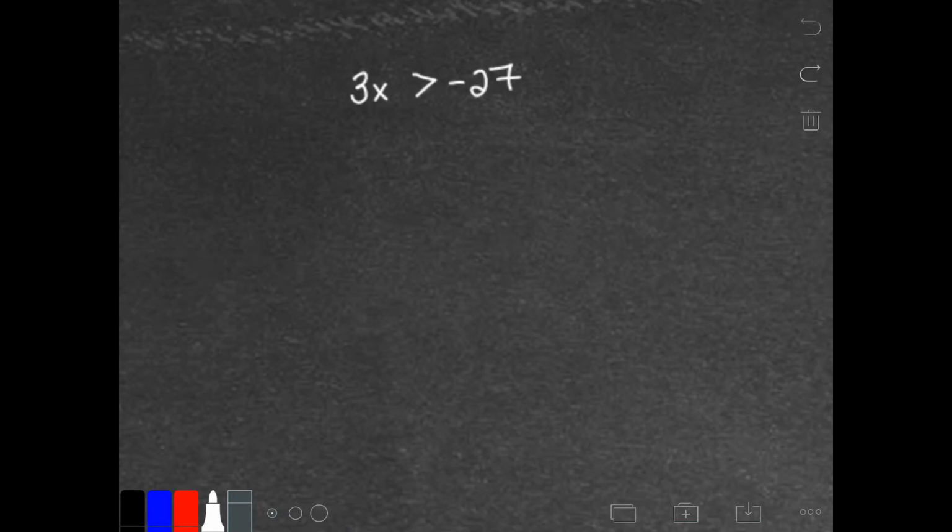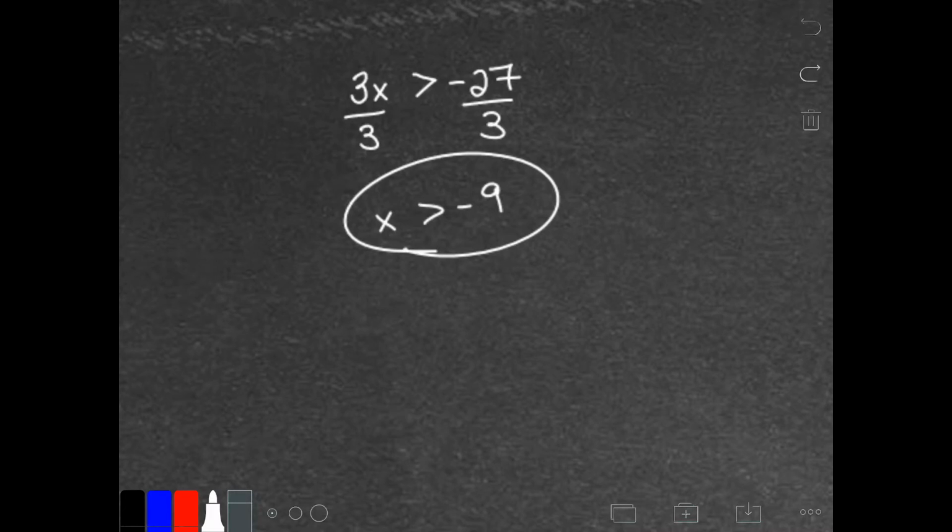How about 3x is greater than negative 27? Let's go ahead and do the opposite of multiplying by 3. We're going to divide by 3. We get x is greater than negative 9.